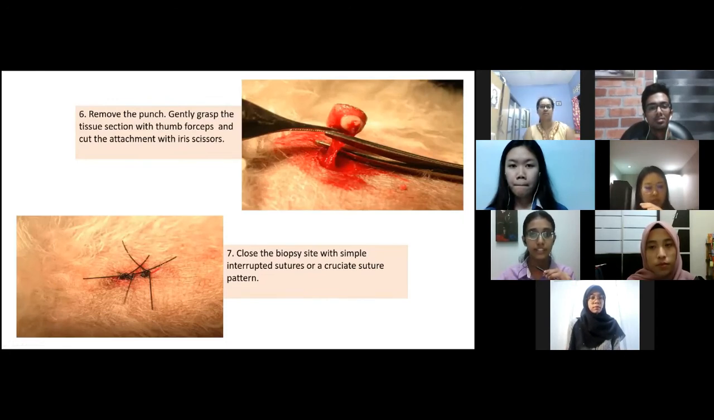Remove the punch and then gently grasp the tissue section with the thumb forceps and cut the attachment with iris scissors. Be very gentle in this procedure. After you have obtained your sample, close the biopsy site with simple interrupted sutures or a crochet suture pattern.